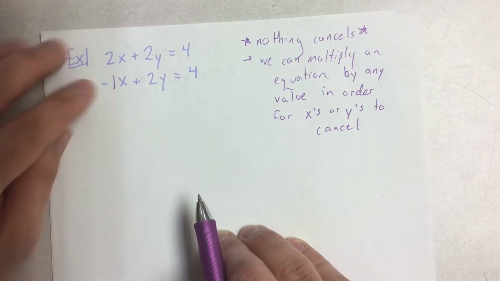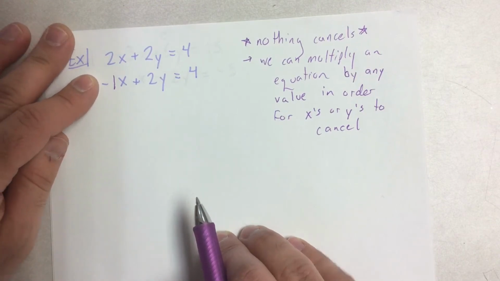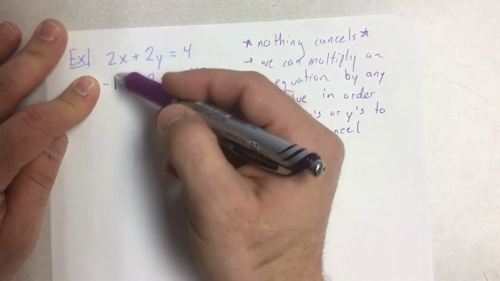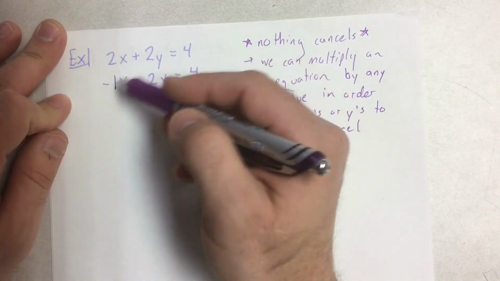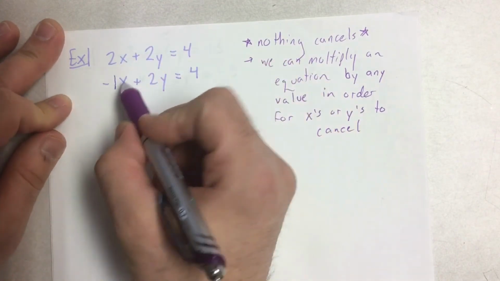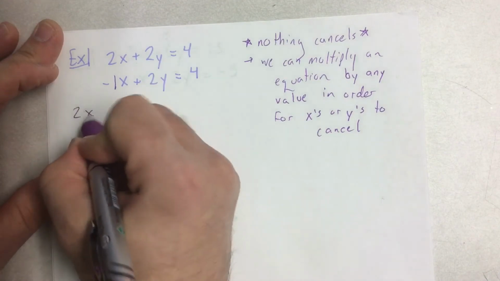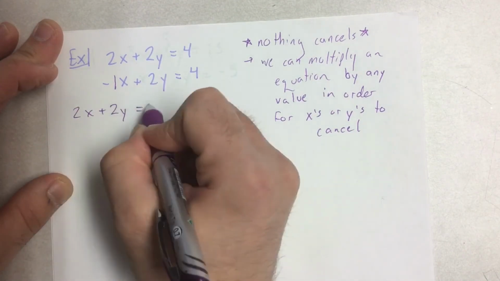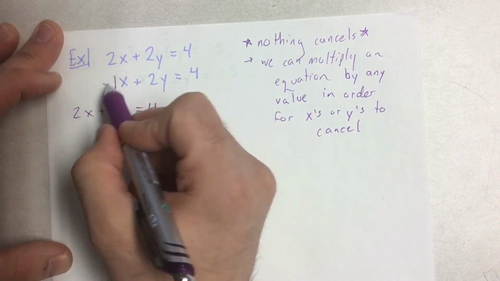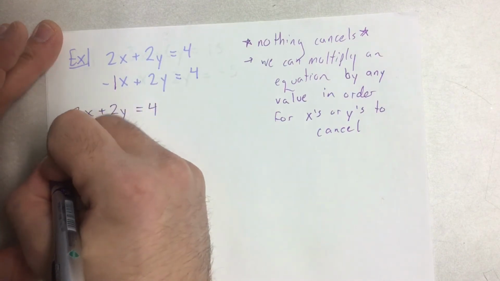Let's just go ahead, let's multiply by 2, because in the previous examples we canceled the y's. Let's see what happens when we cancel the x's. So let's multiply by 2. So let's write this down. So 2x plus 2y equals 4. And I'm going to multiply my second equation by positive 2.